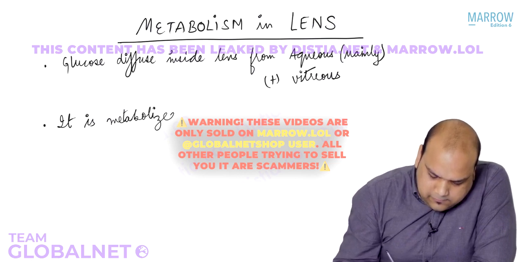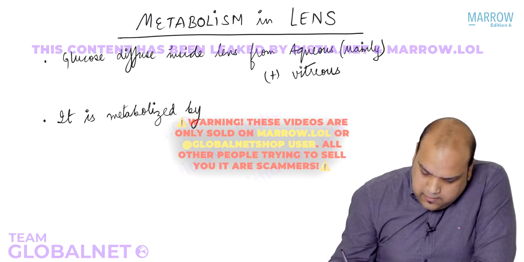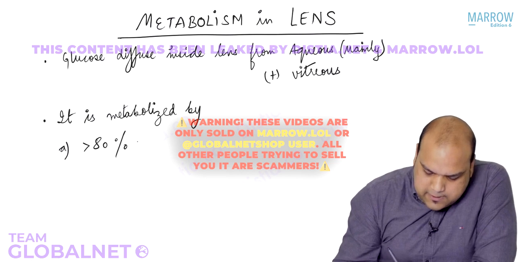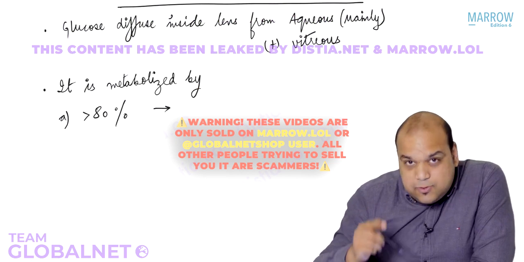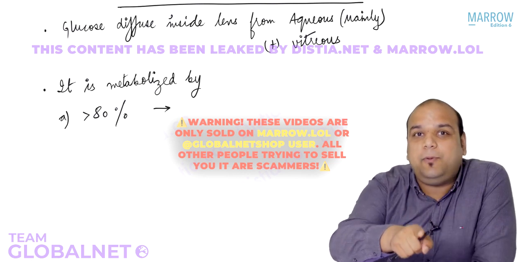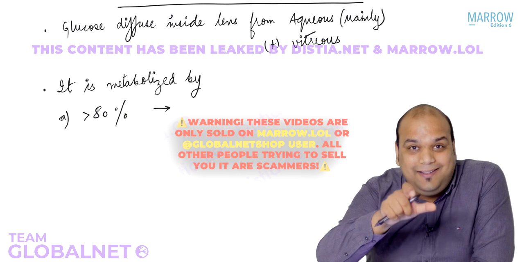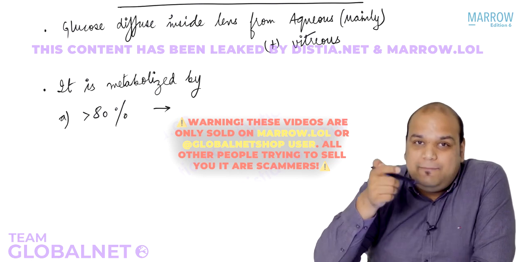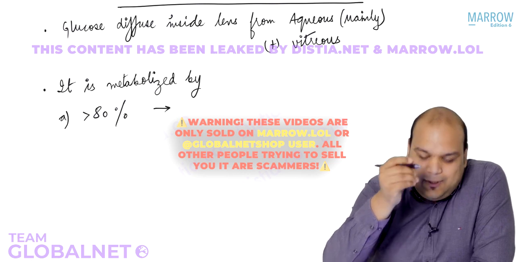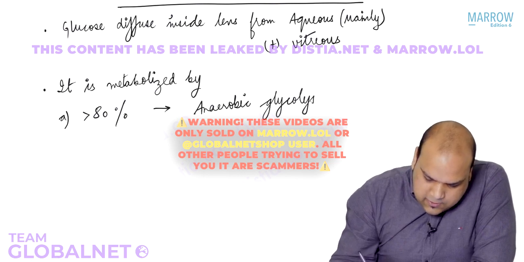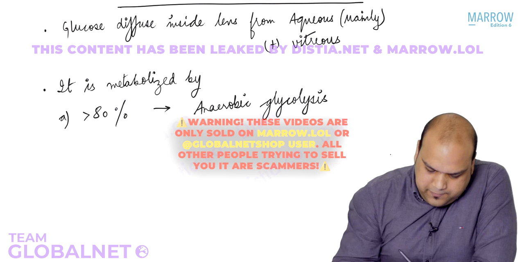It is metabolized mainly, greater than 80% of glucose gets metabolized by, should be a common sense question, an aerobic process or an anaerobic process, guys. We have discussed that the lens is cocooned in low levels of oxygen. Low levels of oxygen means it has to be anaerobic. So greater than 80% is by anaerobic glycolysis. So that is the most common method of metabolism.